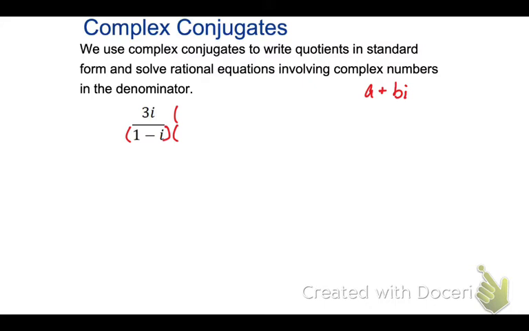So we need to multiply both the numerator and the denominator by the conjugate. So what is the conjugate? 1 plus i. So 1 plus i and 1 plus i. So you do it and I do it. We better get the same thing, right?